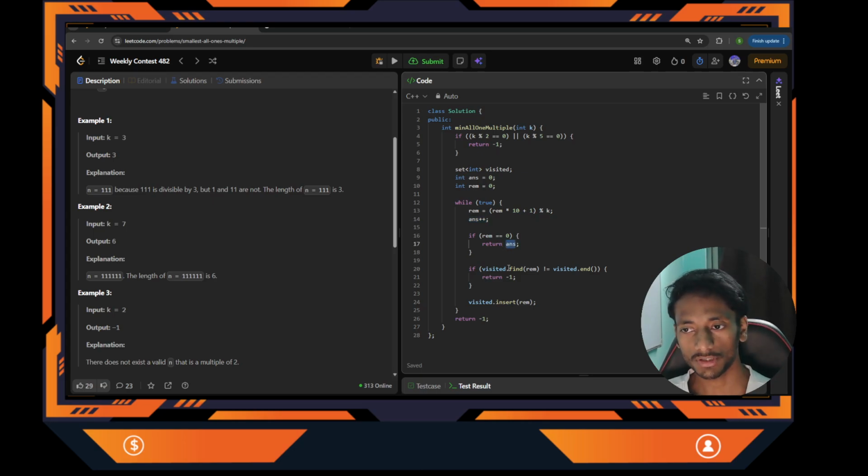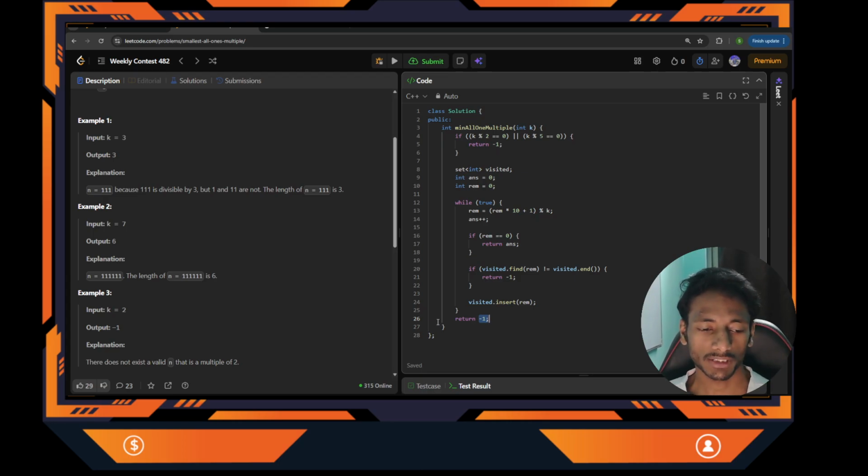Else, if this is not 0, then I will check whether I have already seen this remainder or not. So I will search for the current remainder in this set. If it is not equal to visited.end, that means I have already stored this remainder, so I return -1 from this point. Else store this current remainder into the set and go to the next smallest number. Got it? And ultimately the default condition is return -1. Got it? I have shared this code in the description.